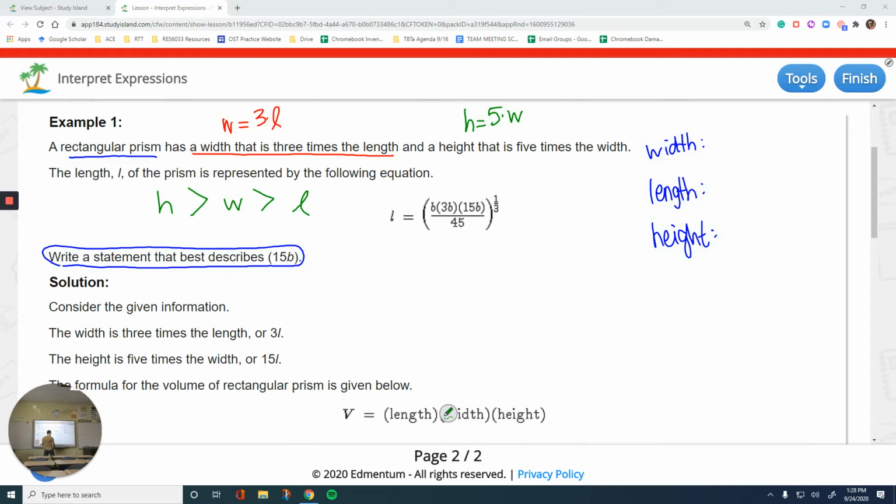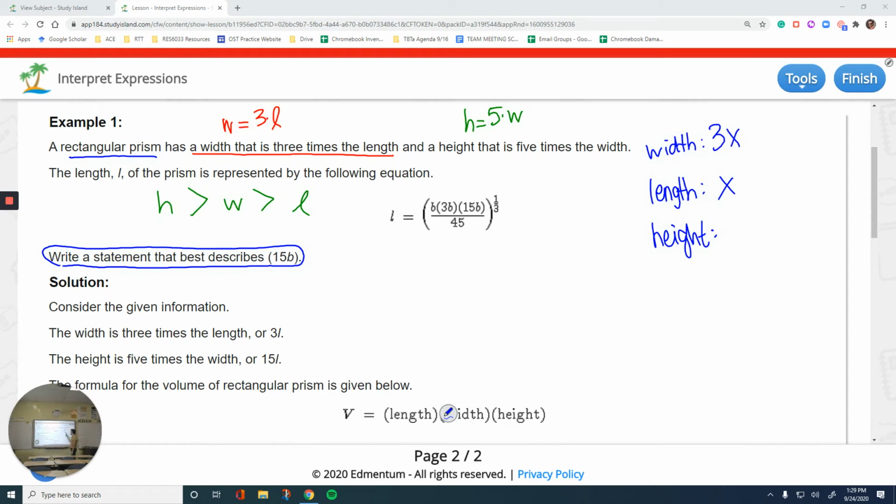So the length is the smallest. Let's say the length is x. Okay? I just made up a letter. And then the width is 3 times that value. Multiply this by 3 for the width. The width is going to be 3 times x.